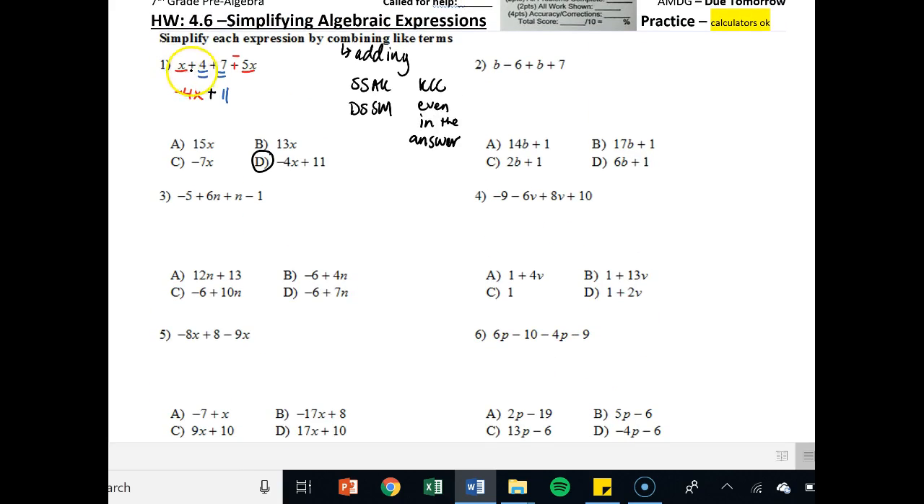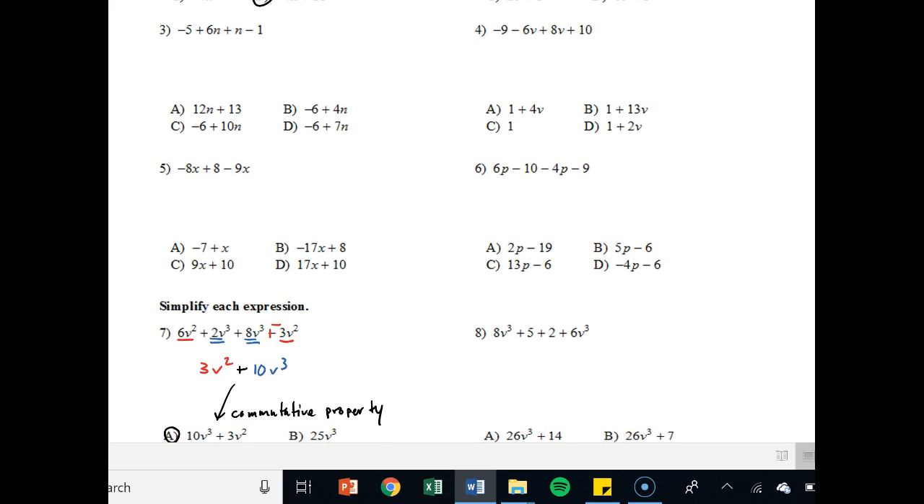So how you show work is exactly like how I've shown in number one. Underline the like terms, double underline the like terms, and then match up your answer. So number three, go through, see if there's any subtraction. I see it, boom, plus a negative. Now let's find like terms. So -5 is a constant and -1 is a constant. That is an SSAK. That gives me -6. 6n and n are like terms because they got the same variable. N all by itself has a coefficient of 1, so I'm really doing 6 plus 1, and that gives me 7n. So I'm looking for -6 plus 7n, and there it is, D.